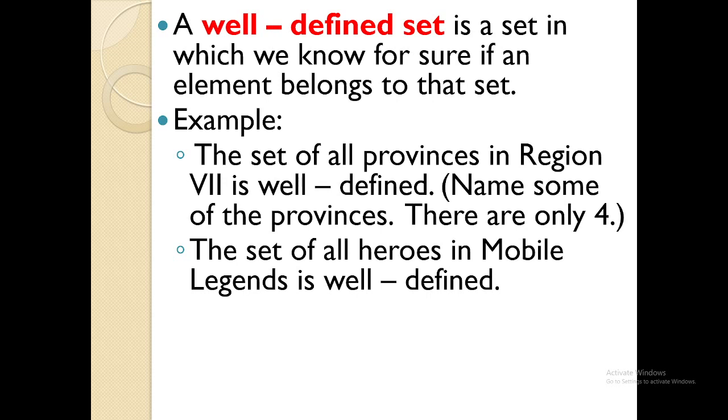The set of all heroes in Mobile Legends is well defined. Why? Because who can name me a hero in Mobile Legends? Hellcourt. Sige, what else? Which heroes do you know? Bane, sir. Bane, Hylos. What else? Laila, sir. Laila. Okay, marksman. Roger. Okay, what else? Rafaela. Rafaela. What else? Benedita, sir. Benedita. Okay, they came up with many. It is well-defined, since I can name the heroes in Mobile Legends. Okay? Let's have another one.